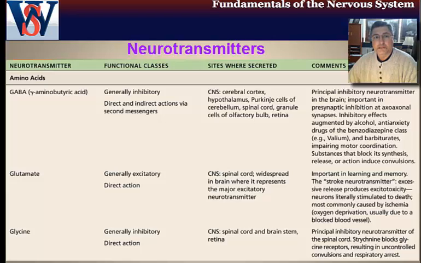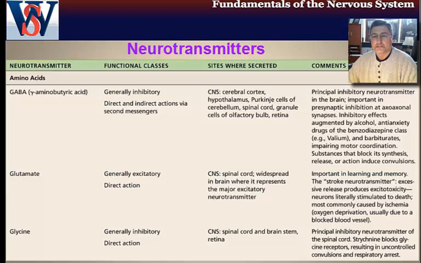GABA stands for gamma-aminobutyric acid. Now take a look at GABA and glycine first. They both are inhibitory neurotransmitters found in the central nervous system. GABA is the principal inhibitory neurotransmitter in the brain, whereas glycine is going to be the principal inhibitory neurotransmitter in the spinal cord. Glutamate is going to be an excitatory amino acid neurotransmitter.